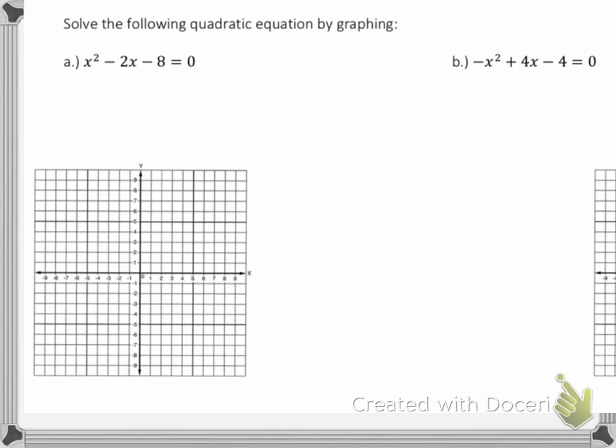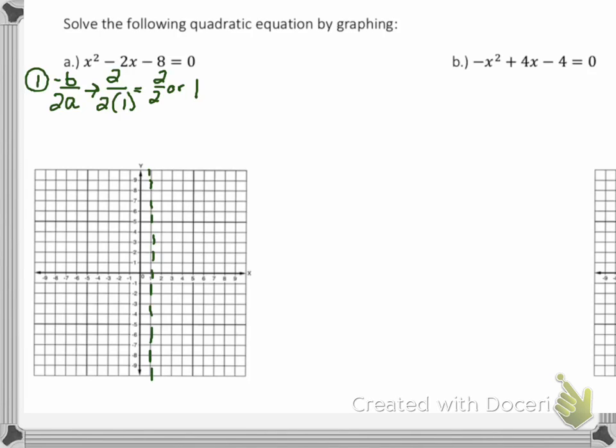For A, I'm going to start with my line of symmetry. So if you want to say step 1, line of symmetry, remember it's opposite of B all over 2A. I'm going to plug in my values. That's 2 all over 2 times A, which is 1. So that's just 2 over 2, a line of symmetry at X equals 1. I'll go to my graph, it's an invisible line, and I'll put a dotted line here. So I know my vertex is going to lie on that.